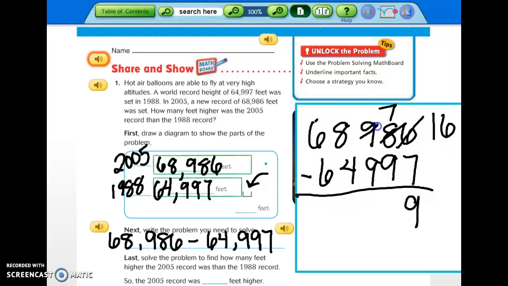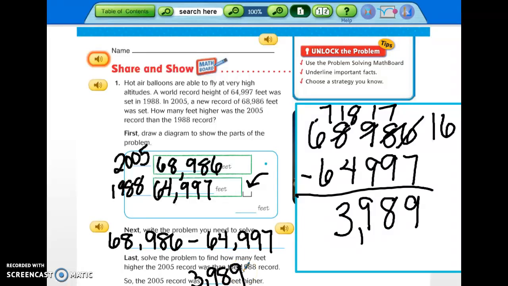7 minus 9, can't do it, gotta borrow. 17 minus 9 is 8. 8 minus 9 can't do it, gotta borrow. 18 minus 9 is 9. 7 minus 4 is 3, and 6 minus 6. So we know that the record was 3,989 feet higher.